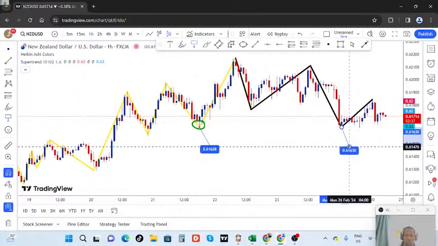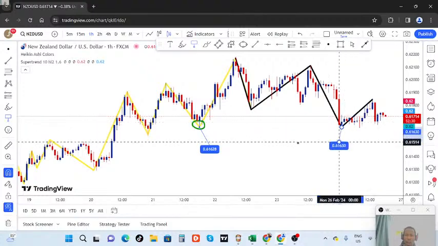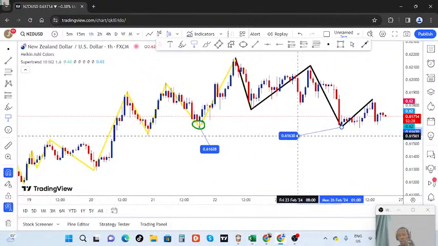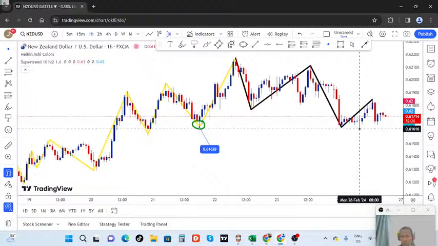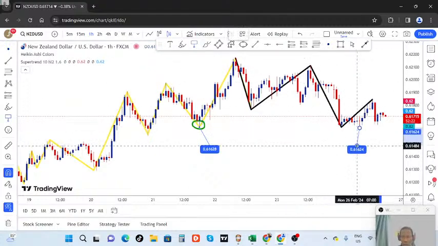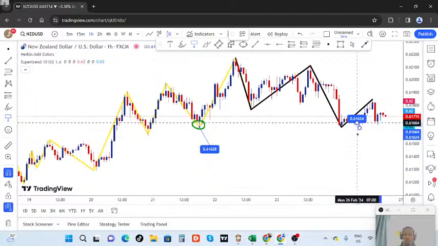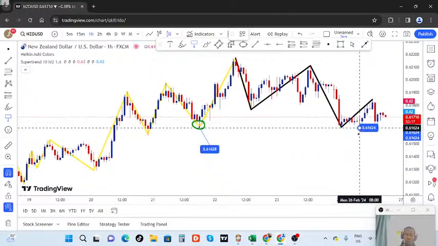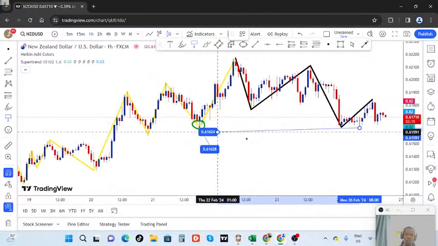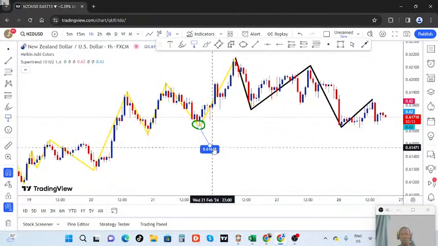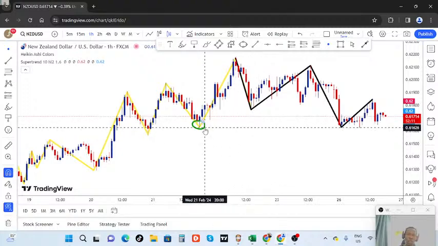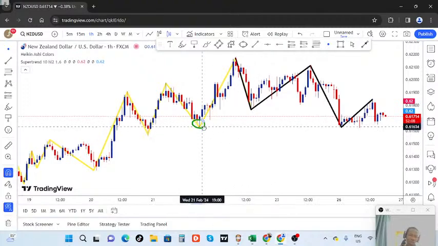This one is 0.61628 and this one is 0.61630. So this one is higher and this is lower. But what about this one? At this point in time, this one is 624. So this low is lower than this low. What does that mean? It means that this low has been taken out, so this low presently is no longer valid.